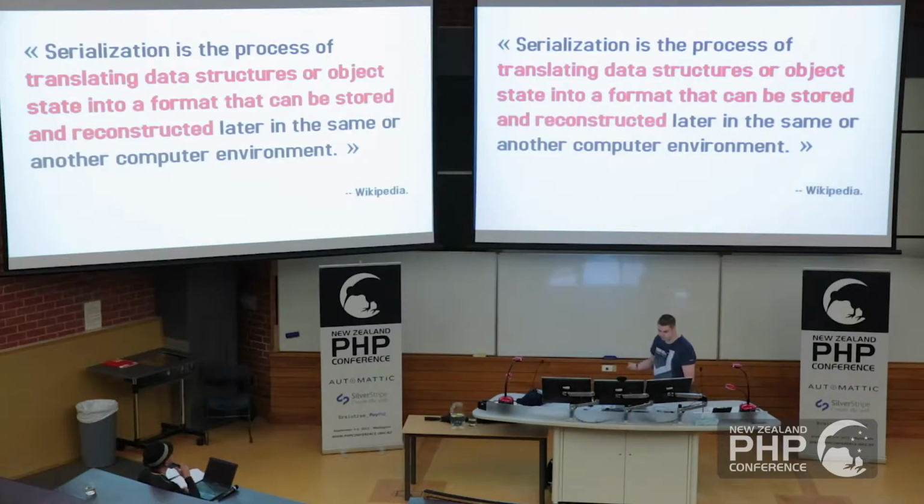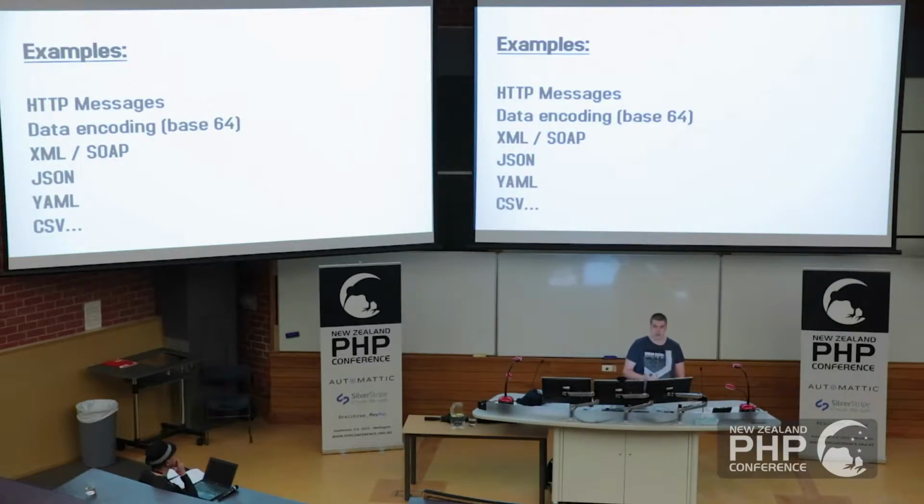For example, HTTP messages, like HTTP requests or HTTP responses, are formats to serialize an HTTP request or response. Or when you encode data with, let's say, base64, you can then decode it with base64 decoding. Or you can encode some object state to XML for SOAP web services, or JSON, YAML, CSV, whatever. These are examples of formats you can use to encode PHP objects.